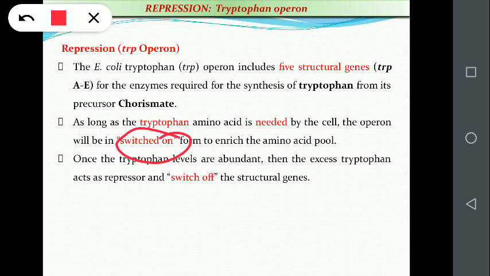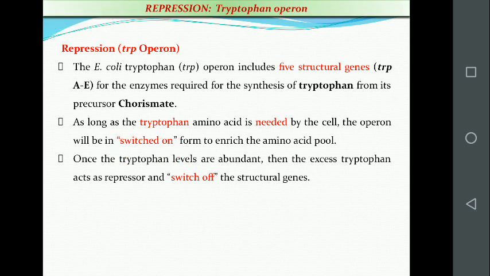Once the production of tryptophan exceeds a certain range, and the availability of tryptophan goes beyond a specific limit, then what happens is that the abundant quantity of tryptophan itself acts as a repressor and represses the tryptophan operon.